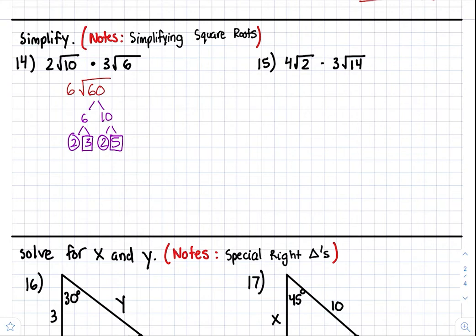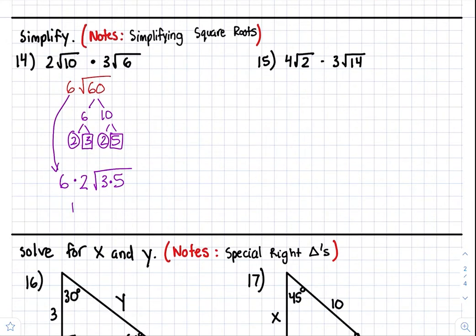So when you simplify, please do not forget the 6 that we originally had on the outside. The pair we found was 2, so 2 square root of 3 times 5. Leftovers go on the inside. So 6 times 2 is 12, square root of 15.